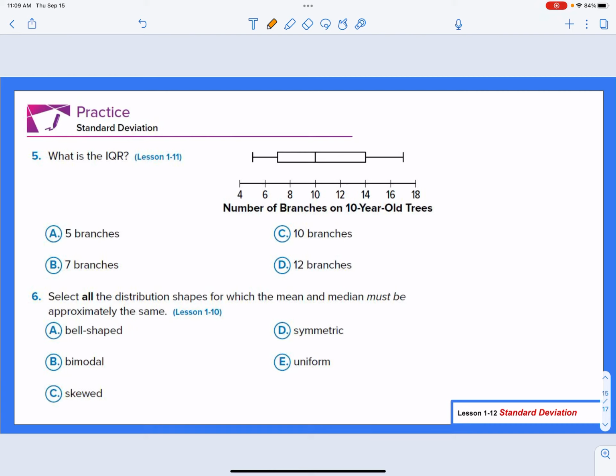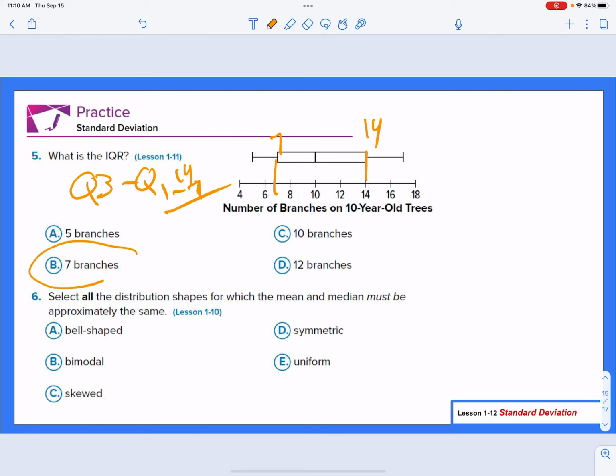All right, number 5, what is the interquartile range? That's Q3 minus Q1. Q3 is right here at 14. Q1 is right here at 7. So 14 minus 7, last I checked, was 7.